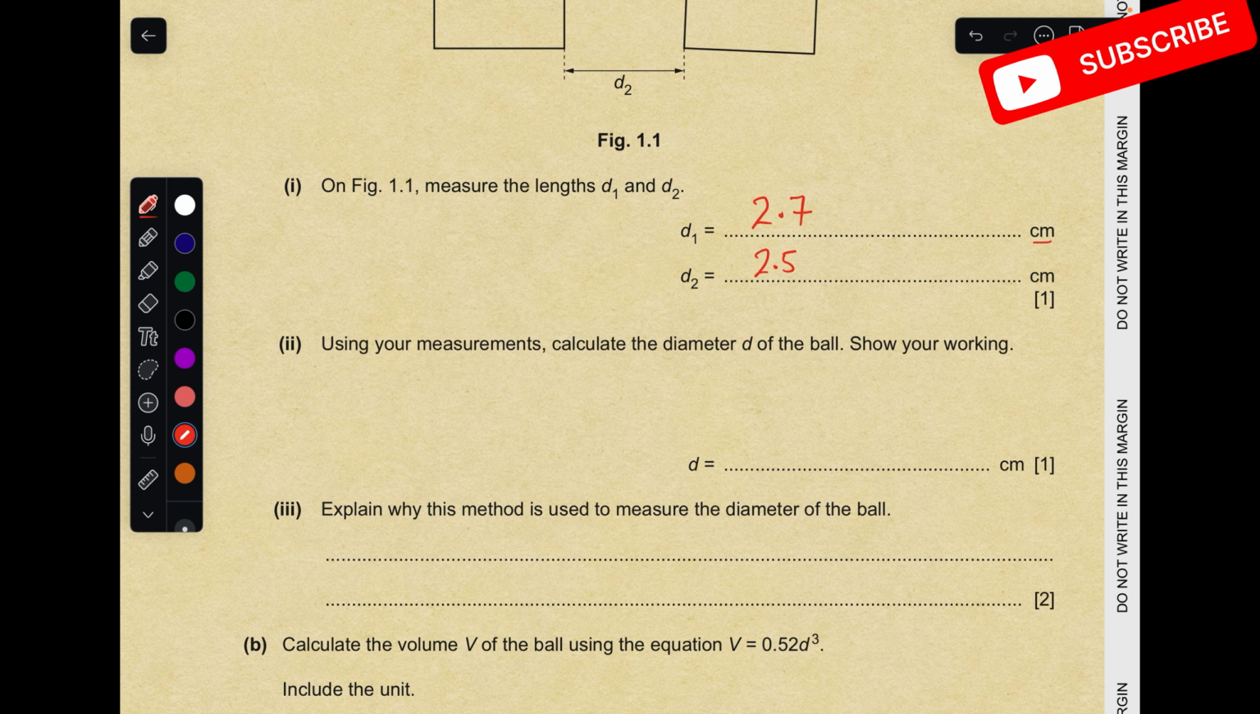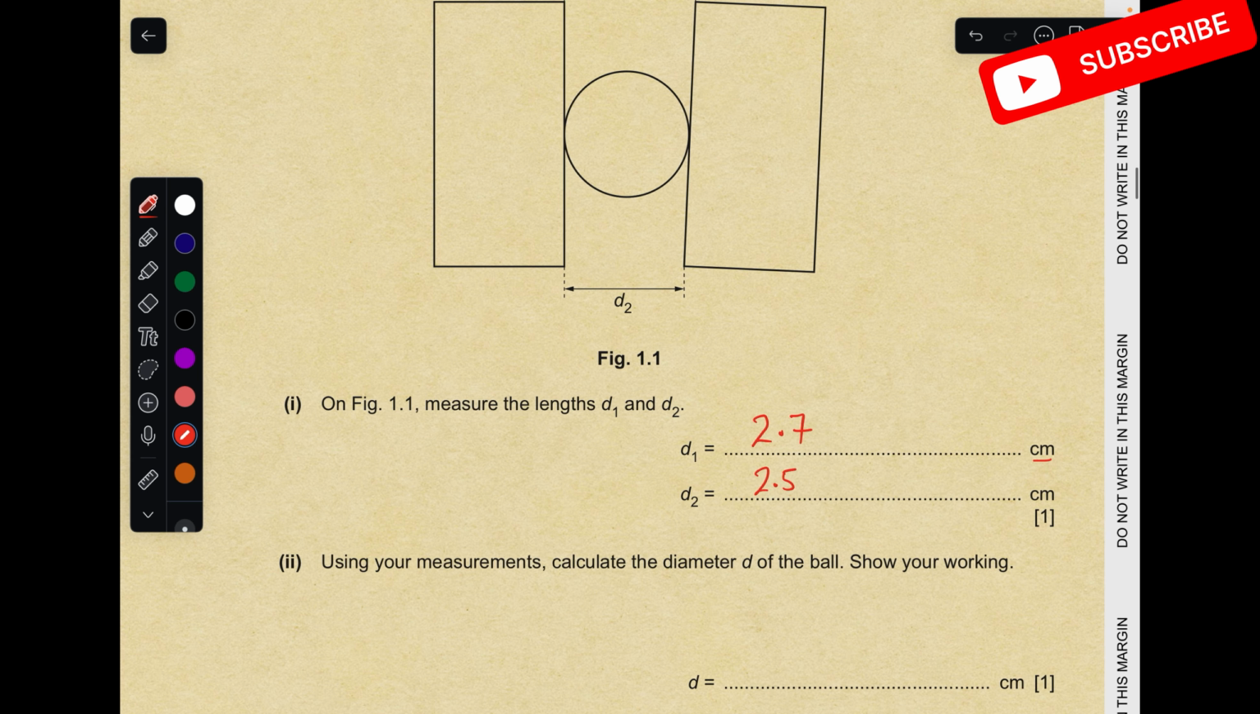Show your working. If you see, this is the ball, and you have taken two readings of it. Why are we taking two readings? One is from the top, one is from the bottom. We will find the average of it. So to find the diameter, you just have to take the average: 2.7 plus 2.5 divided by the number of readings, that is 2, it will give you 2.6. So that is your answer.